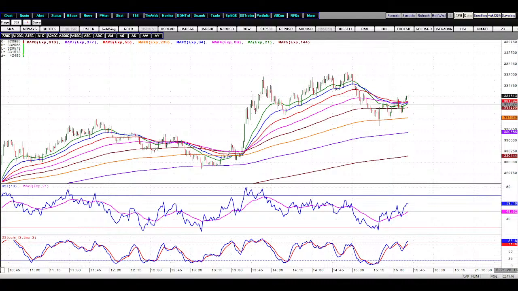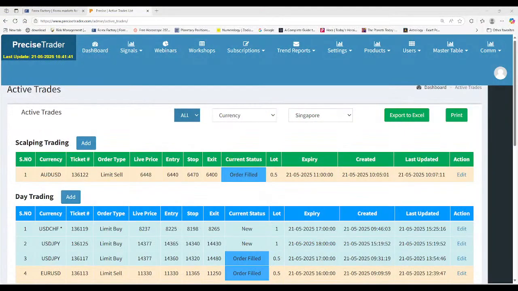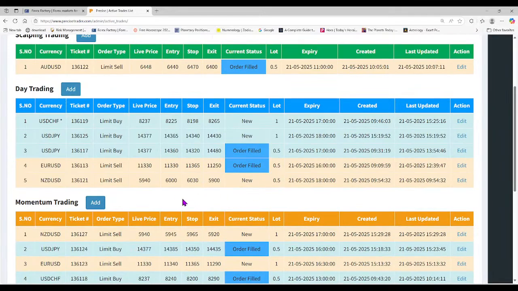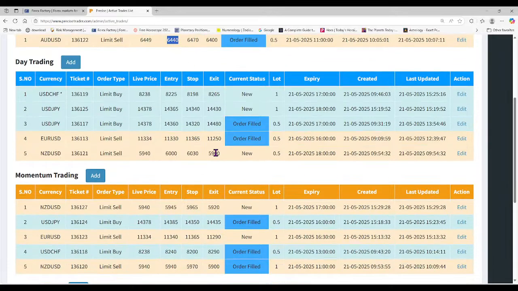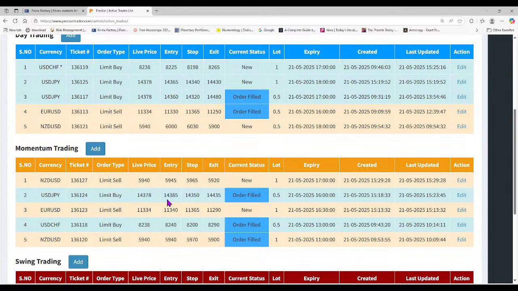So for those of you who came in late, I just want to recap what we have been doing. In the morning we entered a short Euro dollar at 11330. Then we were long dollar yen at 14360. Then we were short Aussie dollar at 64.40. Now we have entered an add-on entry at 43.85, and we are going for one more add-on at 60.65.